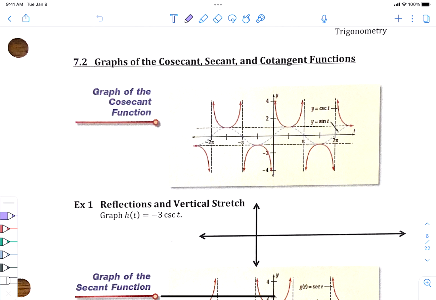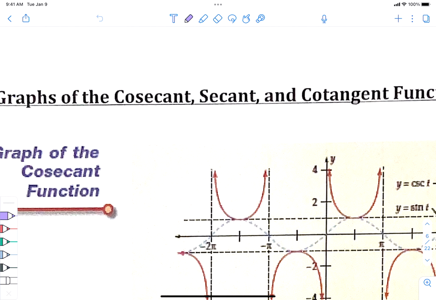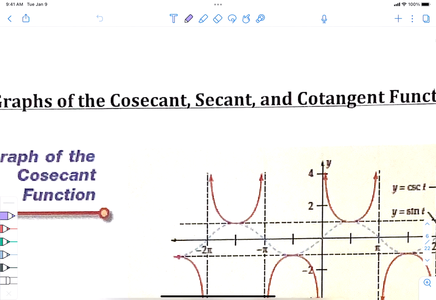We are doing some more graphing things, and we're kind of incorporating 7-1 stuff into this section, because when we graph cosecant, secant, cotangent, what we're going to do, at least for cosecant and secant, is graph their respective other value, right? Cosecant goes with sine.